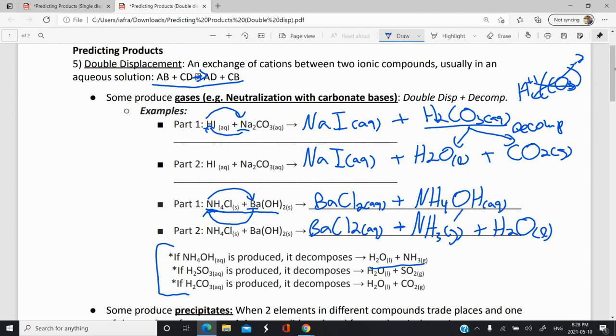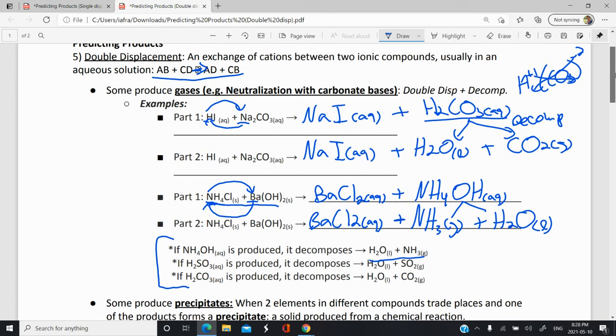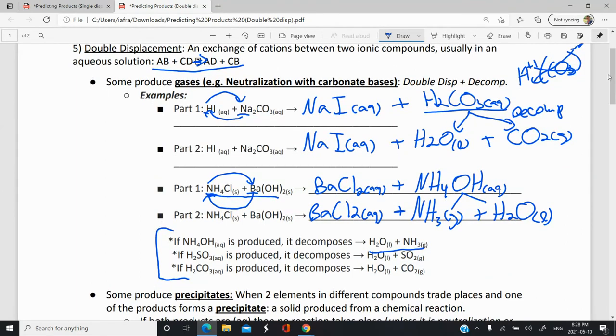And so this came from here and here. So we had a double displacement and then our decomposition. And so that's a specific type of double displacement reaction where you have one of these compounds produced and it results in a gas being formed. So in this example here, we saw that this was an example of a neutralization reaction, but it resulted in a gas being formed. And then you can take a look at other examples here.